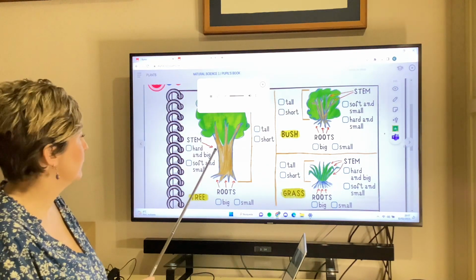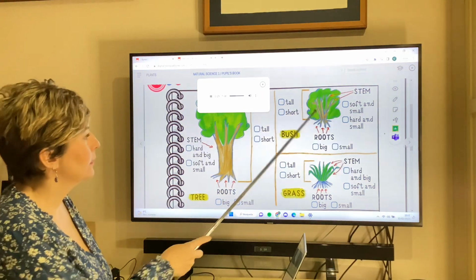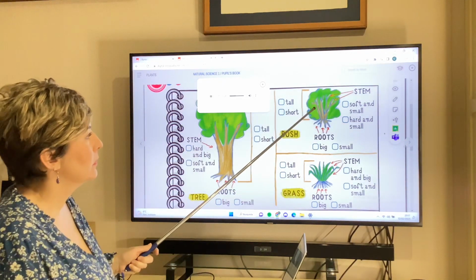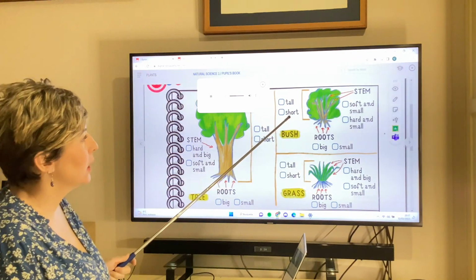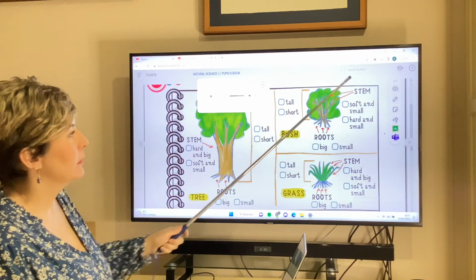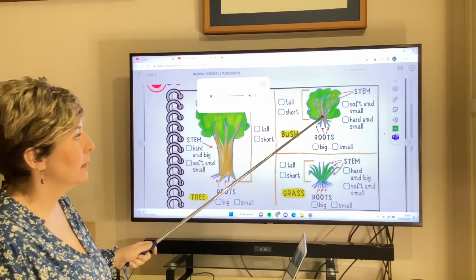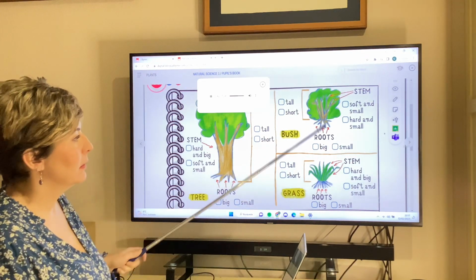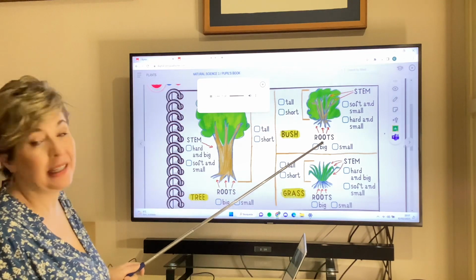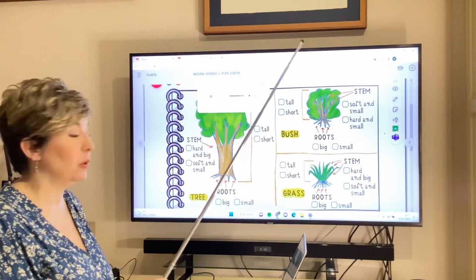What's this? That's a bush because it's short. Look here. The stem is hard but small, and the roots are big. They can be big or small depending on the bush.